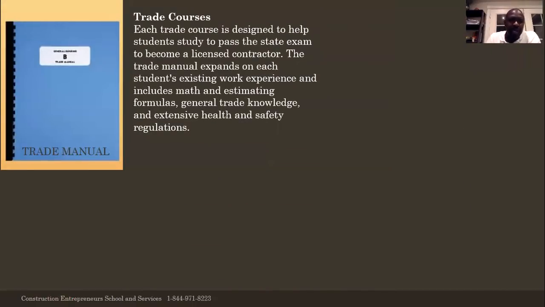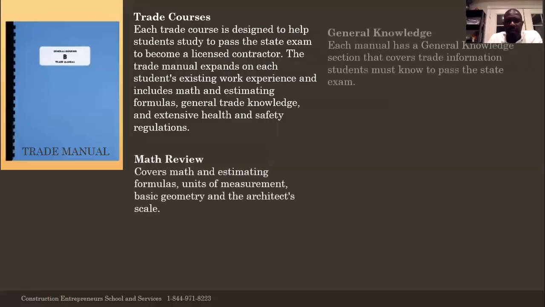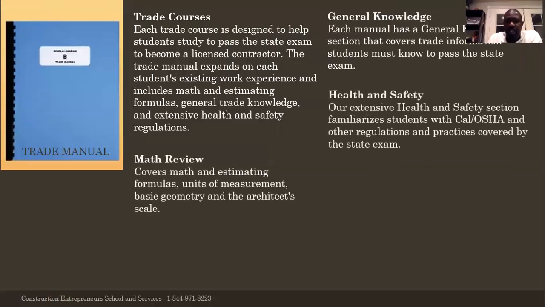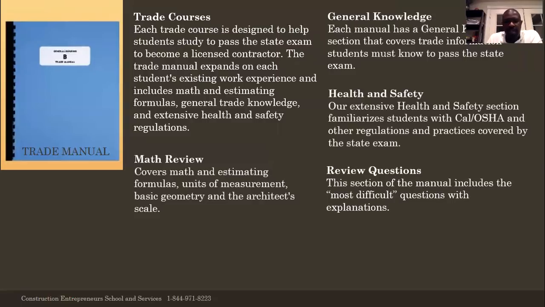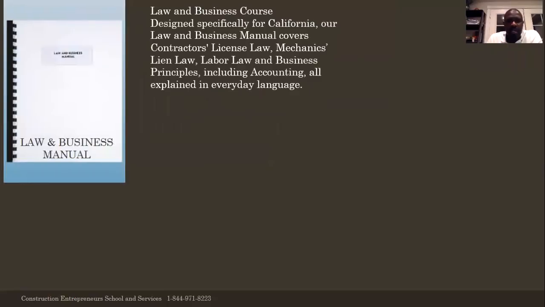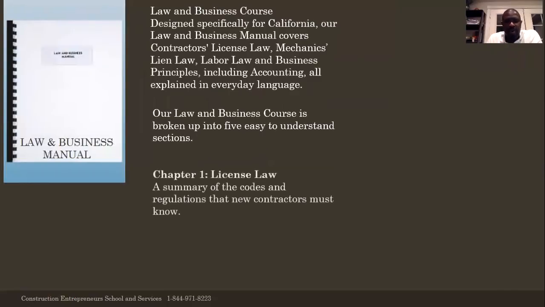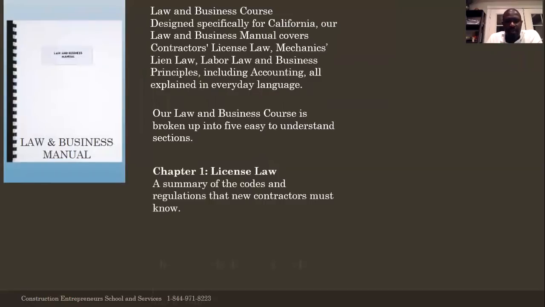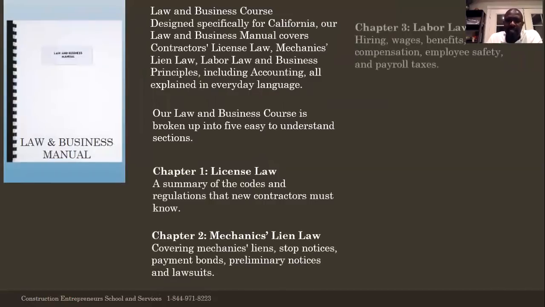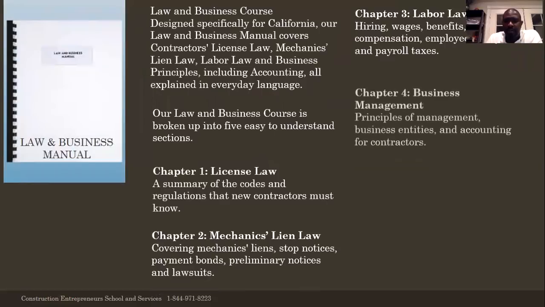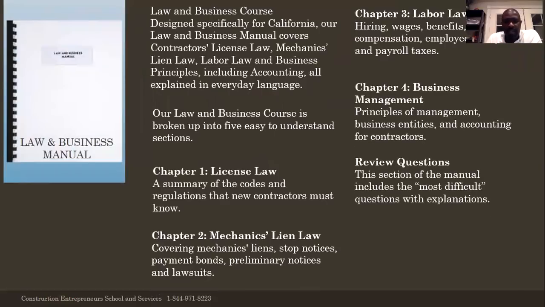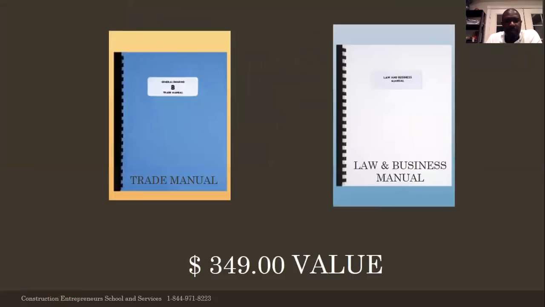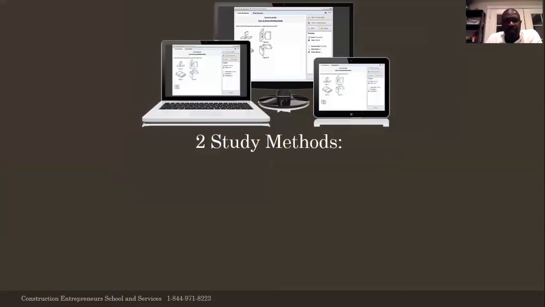You get a trade manual with a math review, general knowledge, and health and safety, plus review questions. You also get a law and business manual, which has the law and business course. It's broken up into 5 sections: license law, mechanic liens, labor law, business management, and we have review questions as well. You get those 2 books as a value of $349.